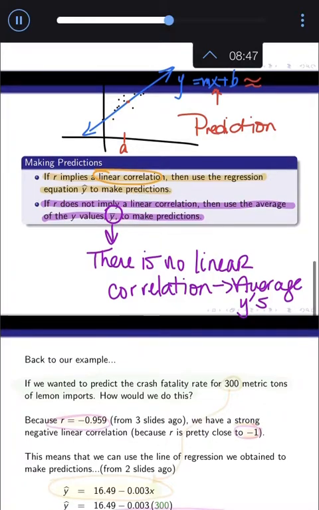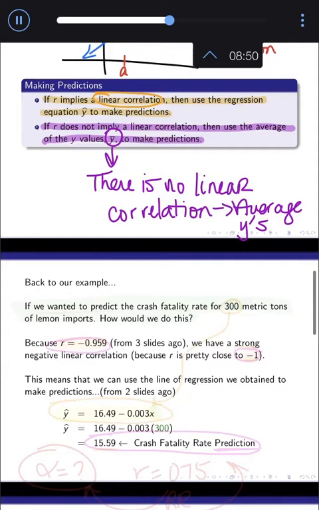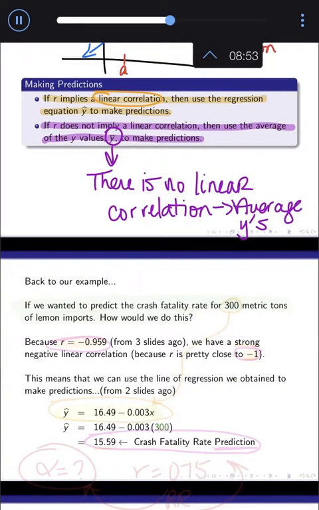So let's go back to our example. From our example, we have an equation for our line that we just came up with, which was y equals the negative 0.003x plus 1649. So what we want to do is use that line, if we can, to make a prediction about what's going to happen if we have a crash fatality rate of 300 metric tons. That's what they're specifically asking me here for.